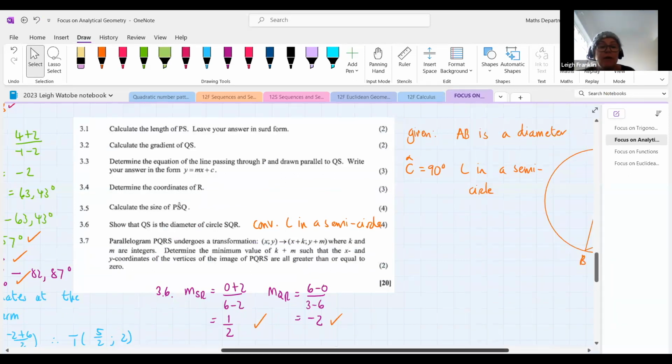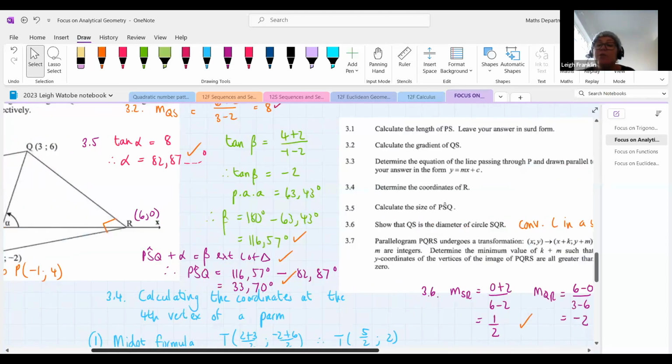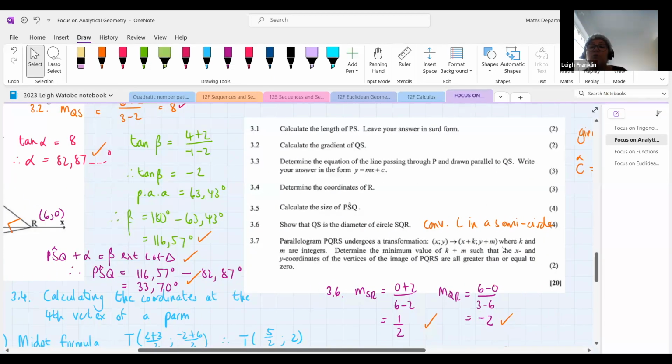So it says parallelogram PQRS undergoes a transformation. Okay, so then they're giving us a rule, a rule for translation. So K and M. So K would be how much we were moving it either to the left or to the right, and M is an implication that we're either moving it up or down. And they've told us that K and M are integers. Okay, determine the minimum value of K plus M such that the X and Y coordinates of the vertices of the image of PQRS are all greater than or equal to 0.